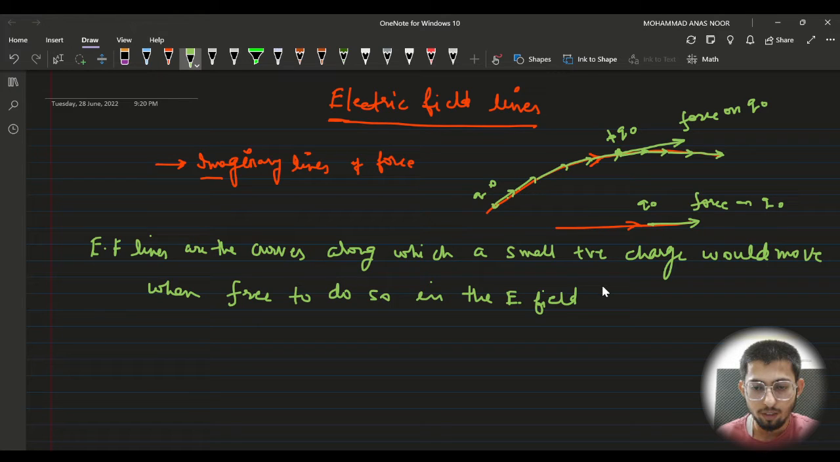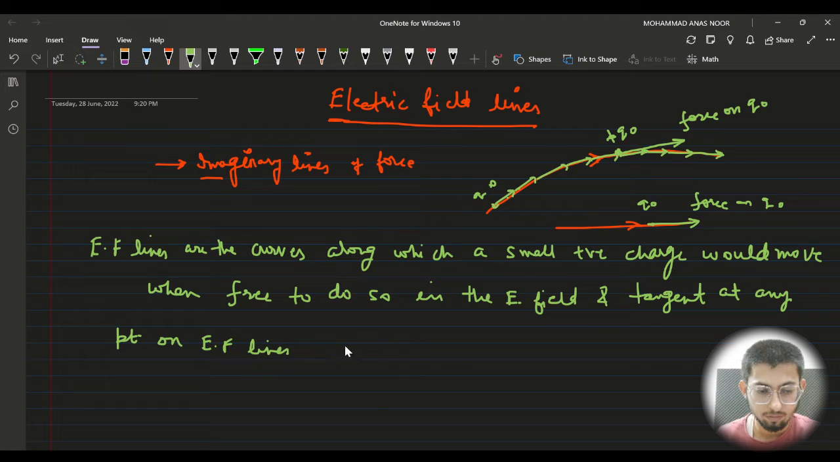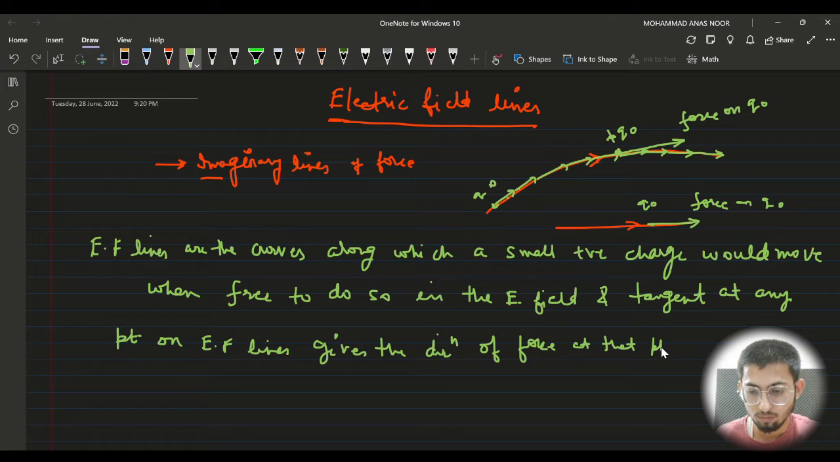And furthermore, the tangent at any point on electric field lines gives the direction of force at that point. So this is the definition. You can write it.